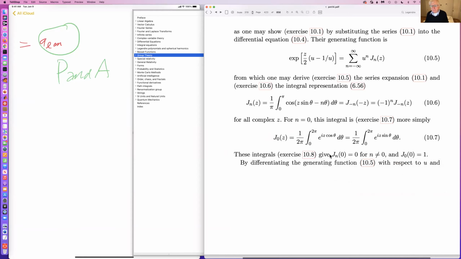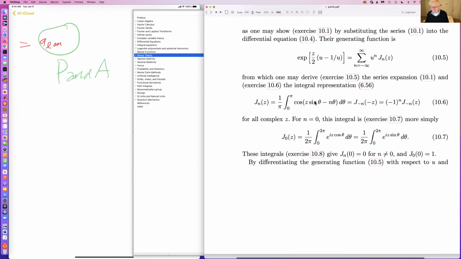On the other hand, Jn of 0, in fact, is 0. Well, it's a little bit less obvious. Oh no, it is kind of obvious. It's cosine of n theta integrated from 0 to pi, and the cosine starts out, goes down, and so the integral is equal to 0.